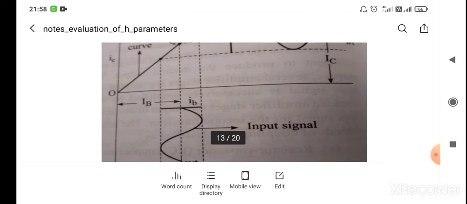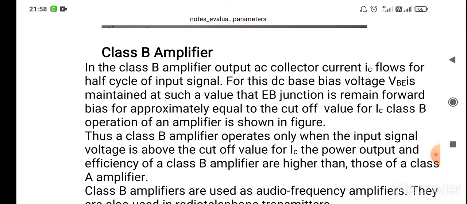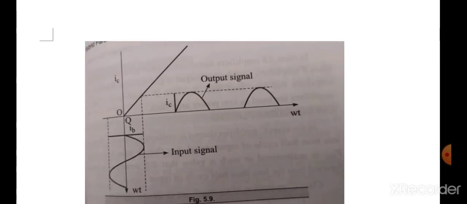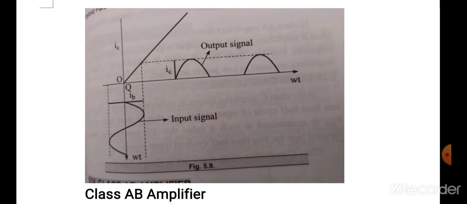Now let us discuss the Class B amplifier. In a Class B amplifier, the output AC collector current IC follows the half cycle of the input signal. As shown in the figure, the input signal is a complete cycle, but the output signal is a half cycle. For this, the DC bias voltage, meaning the voltage between base and emitter, is maintained at such a value that the EB junction remains forward biased for the half cycle of the input signal.